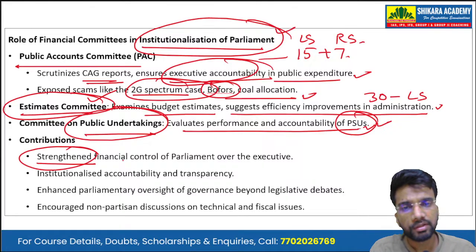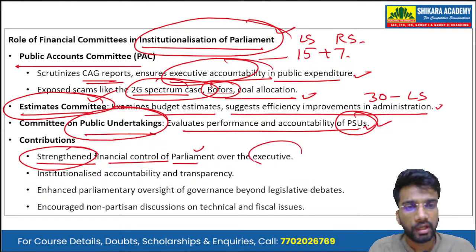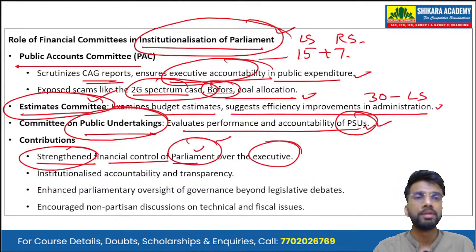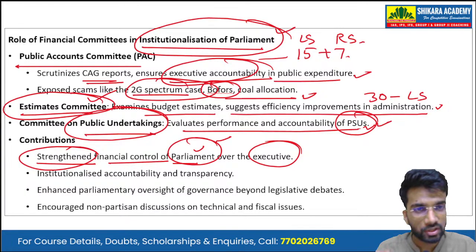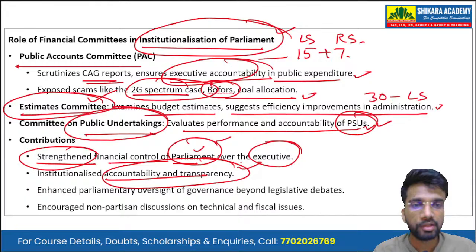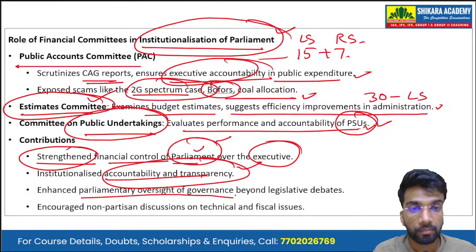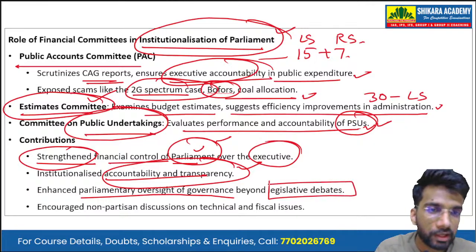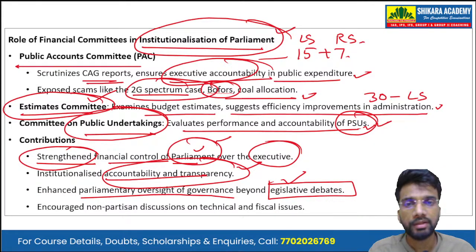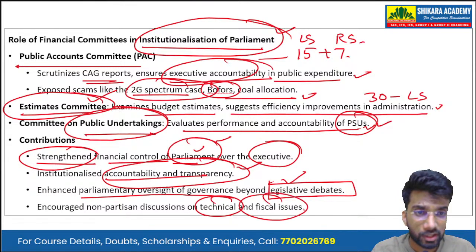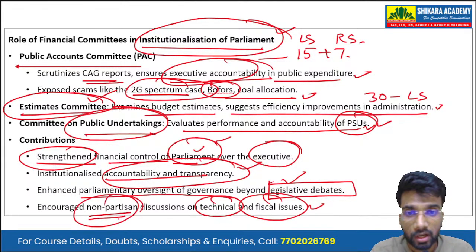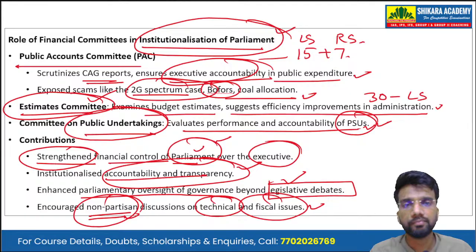So these committees strengthen the financial control of Parliament over the executive. Okay, they strengthen the parliamentary hold on the executive in money matters or in the financial control. Secondly, they institutionalize accountability and transparency for the executive. They enhanced parliamentary oversight of governance beyond the legislative debates. And finally, they encouraged non-partisan discussions on technical as well as fiscal issues. So these committees are non-partisan.